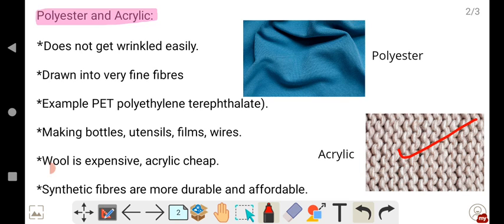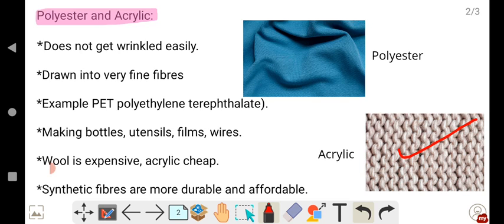Acrylic is an artificial material, whereas wool is natural. Because of this reason, wool is very expensive and acrylic is very cheap. We get sweaters within 150 or 200 rupees easily, whereas wool is very expensive and woolen sweaters will be a little bit costlier.